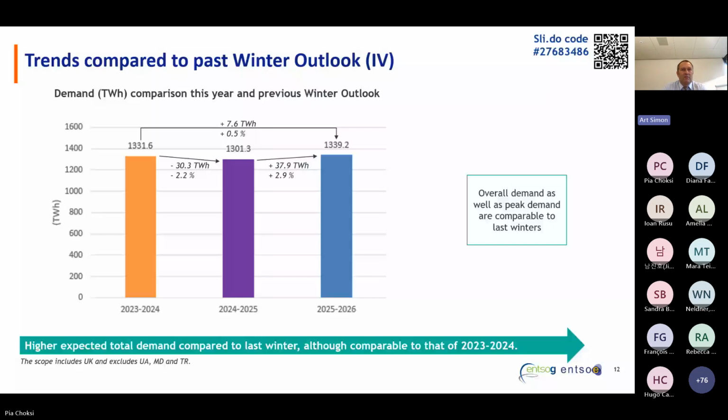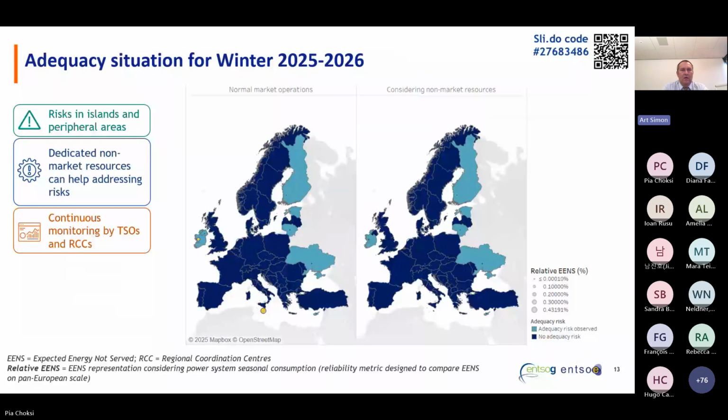So yes, that's the demand trends, and then we can go one further, and I think we can already look at an overview of the results on the next slide. These two maps show on the left side results for normal market operations, and on the right side the results for the same simulations, considering non-market resources as well.